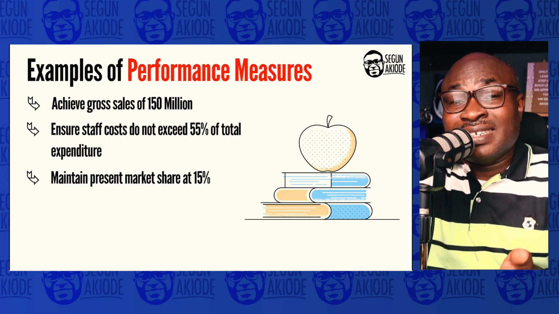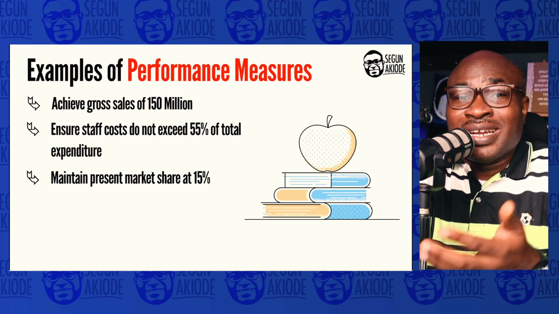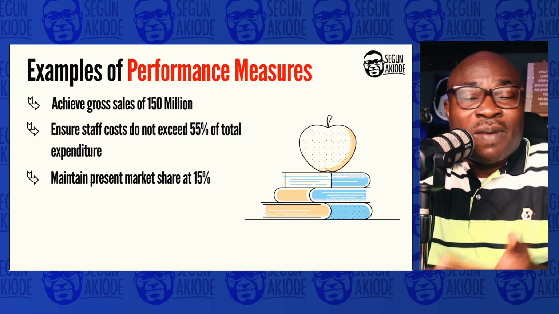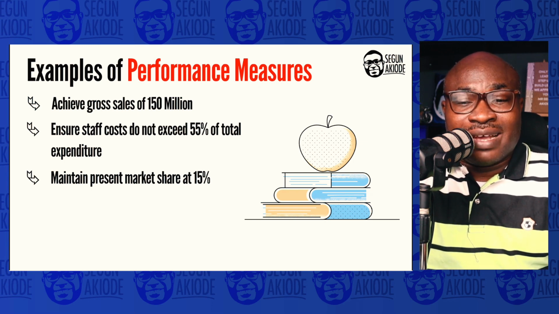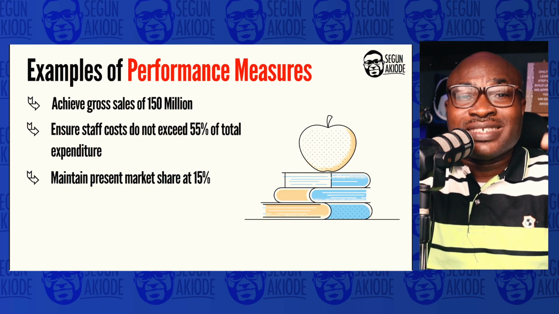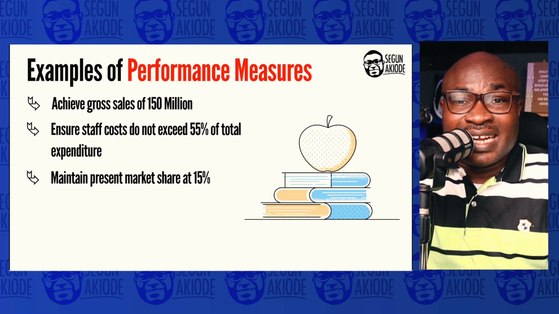Then another interesting one is maintain present market share of 15%. This means that there is a level of comparison here. That means this particular organization is currently having a market share of 15%. And the performance measure has been said that we must maintain that market share. If we do not achieve it, or if we drop in terms of market share, there's already an evidence to show.